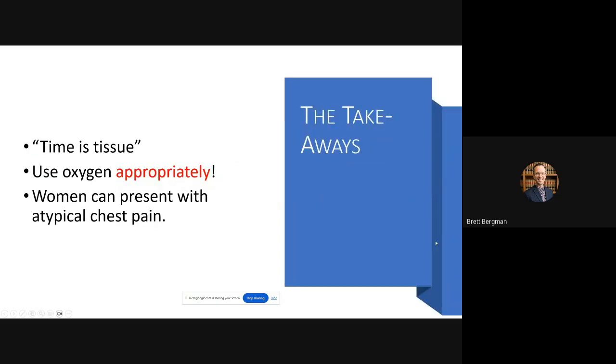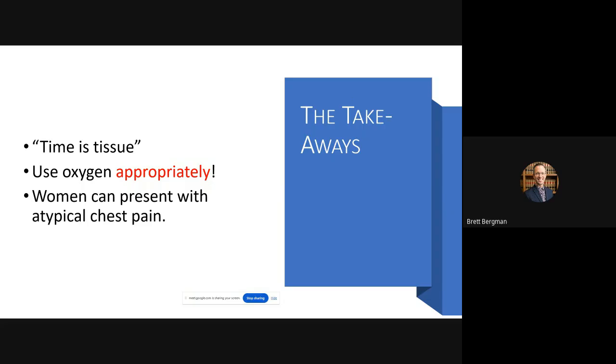So the takeaways for tonight. Many of us will probably have heard this before, but time is tissue. It is so important with cardiac and neurologic emergencies that we really are mindful of how long we are on scene, how quickly we are activating our resources, and how fast we are getting that patient to the hospital for that definitive care.